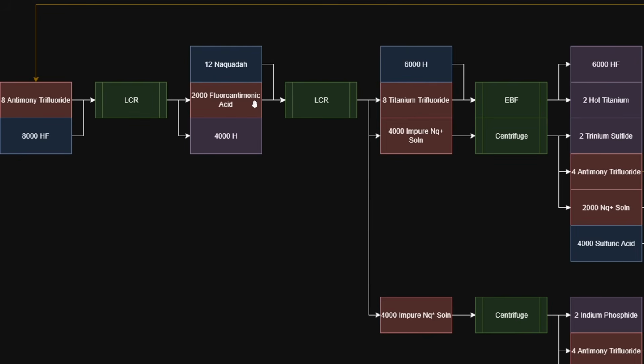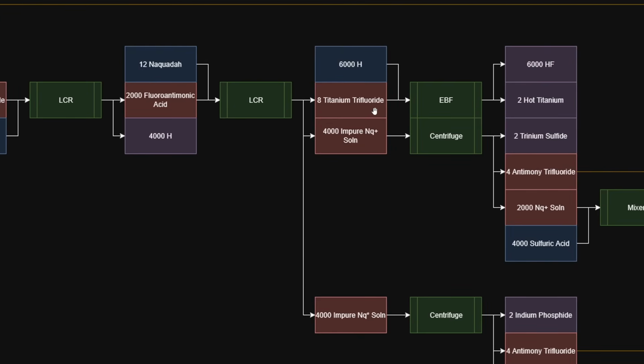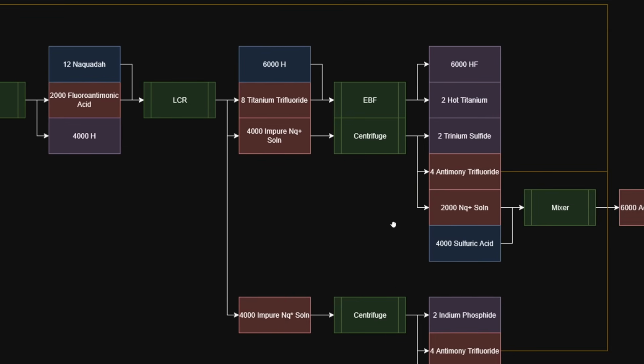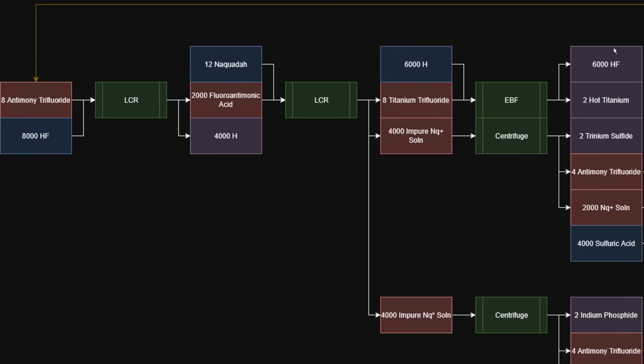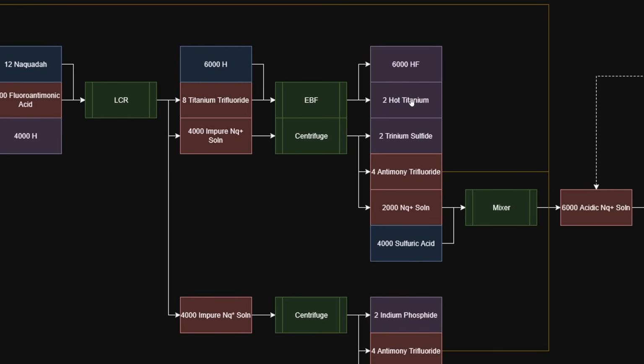The fluoroantimonic acid is combined with Naquadah to get titanium trifluoride, impure enriched Naquadah solution, which is NQ+, and impure Naquadria solution, which is NQ*. The titanium trifluoride is cooked in an EBF with some hydrogen, and you get some hydrofluoric acid back. I didn't loop it back because it's not a perfect loop, but essentially each run of this is going to be a minus 2000 hydrofluoric acid and a plus 2000 hydrogen. Anyway, this also gets me hot titanium, which gets sent to the vacuum freezer. I decided not to show it on this flowchart because it's pretty obvious what you need to do.